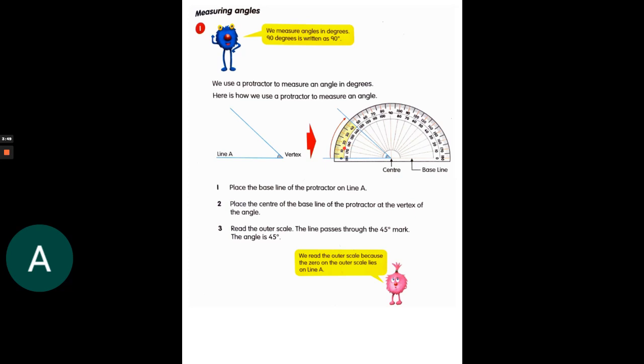Now, here is where you need to pay full attention, because we read the outer scale because the 0 on the outer scale lies on line A. So think about it carefully. If the 0 is on line A here, we need to read the outer scale. And actually, it's 45 degrees. If we come back to this picture here, we know that that is going to be less than 90 degrees. Why do we know that it's going to be less than 90 degrees?